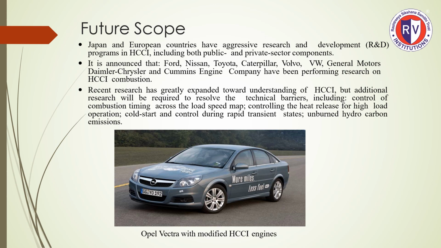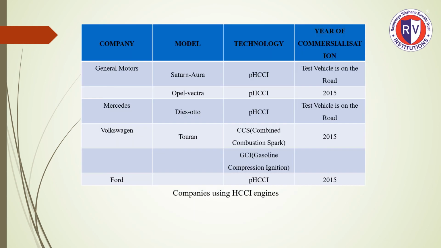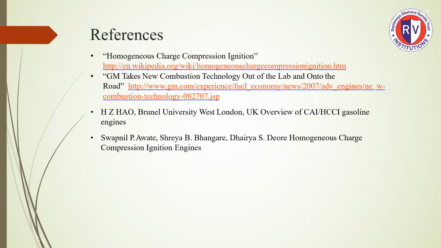Other than that, you can see these are some of the research areas on which a lot of research is going on regarding HCCI engines. For example, control of combustion timing across the load speed map, and controlling the heat release for high load operation. Now this is the chart which shows some of the companies and their cars. This shows the models of cars which have been equipped with HCCI engines, and the year in which they were used.